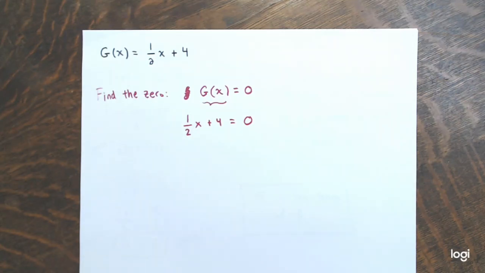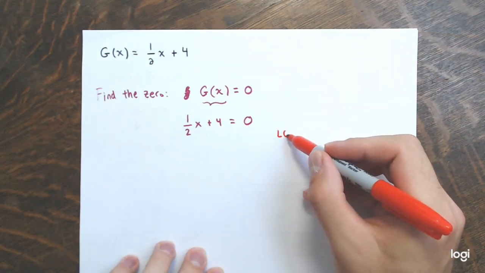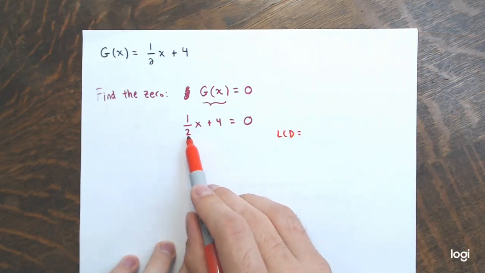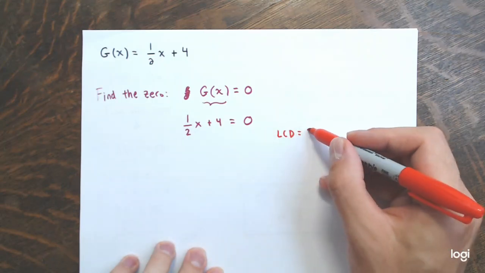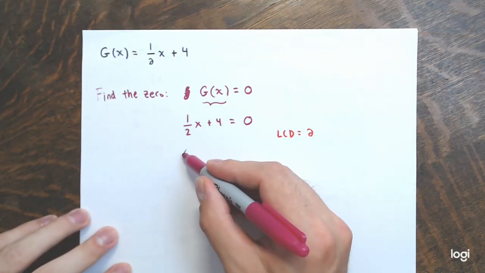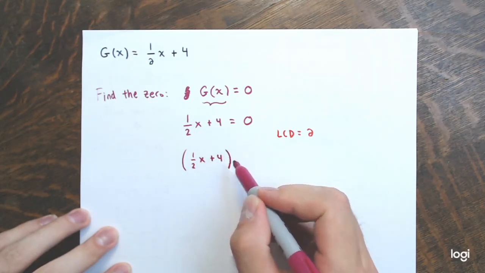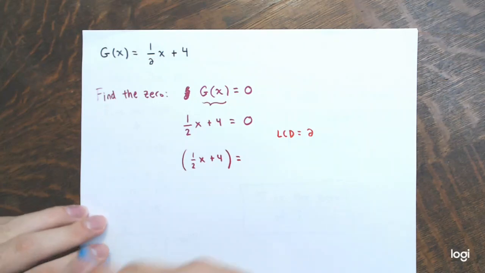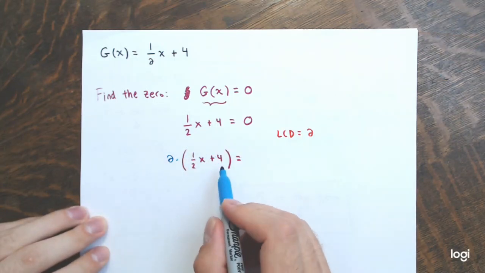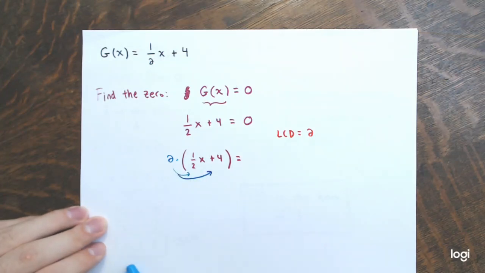The way I typically do an equation involving fractions is I find the least common multiple of the denominators, the least common denominator, the LCD. The only denominator I'm seeing other than 1 is 2. And so we multiply everything by 2 to clear away the fraction. So I take the entire left side and multiply it by 2, and because there are multiple terms here, this will require some distribution. And take the right side and also multiply it by 2.